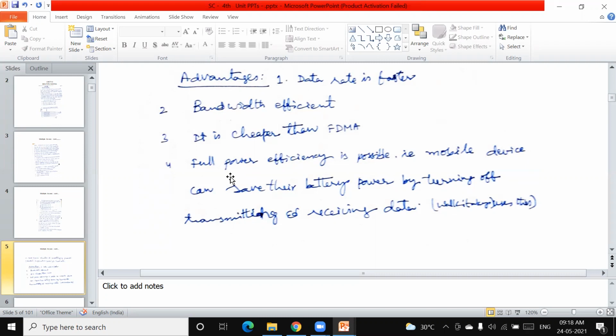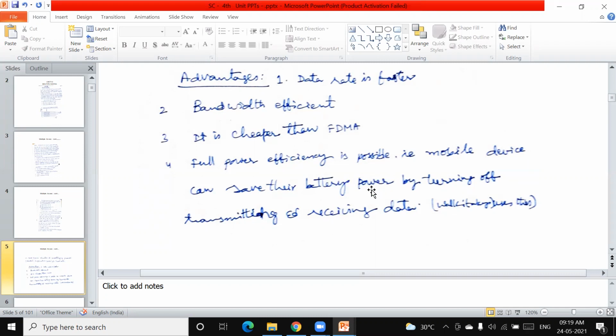And the other one is that full power efficiency is possible. That is, a mobile device can save its battery power by turning off transmitting and receiving data. In the first generation and the second generation, the TDMA technique has been used.